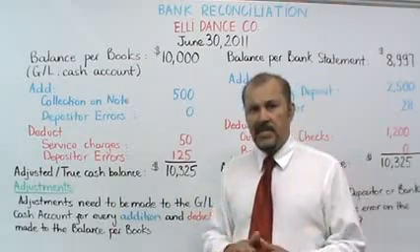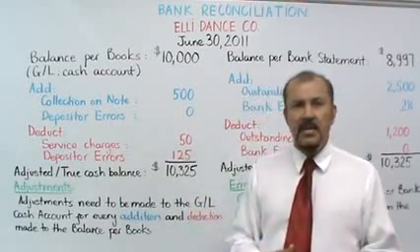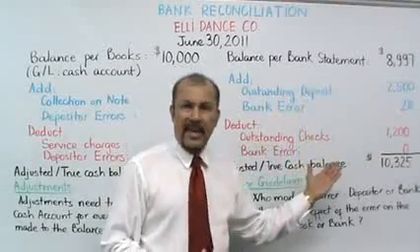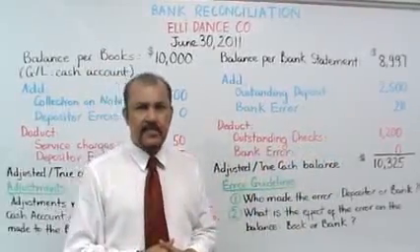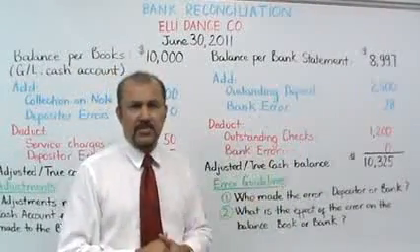However, we're not done with the reconciliation yet. We need to verify this number by making some adjustments to the bank statement balance. And we should end up with the same $10,325 again.